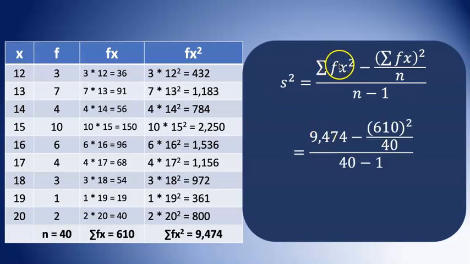So we have the summation of fx squared, 9474, minus, in brackets, the summation of fx, 610, and we square that value, divided by n, 40. Then in the denominator we have n minus 1, 40 minus 1. So we can plug this into the calculator: 9474 minus 610 squared divided by 40. And that gives us 171.5. And 40 minus 1 gives us 39. Then dividing, we get 4.397. So our sample variance is 4.397.